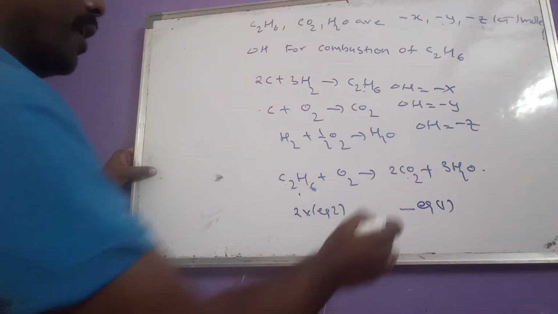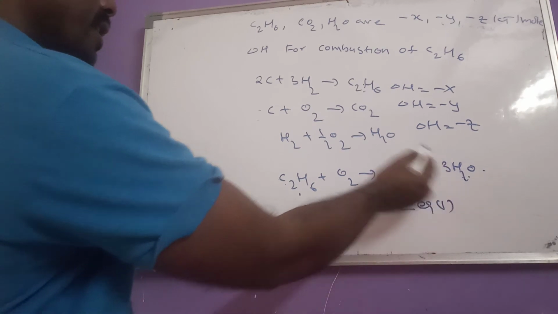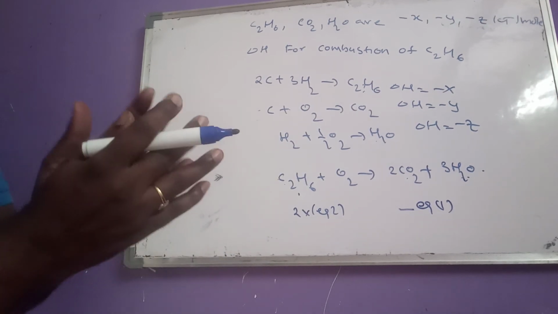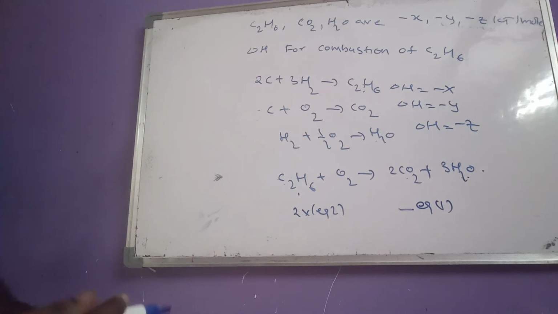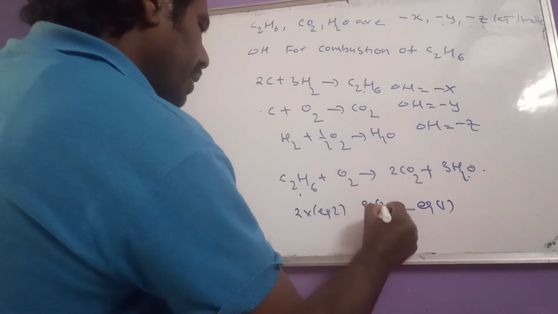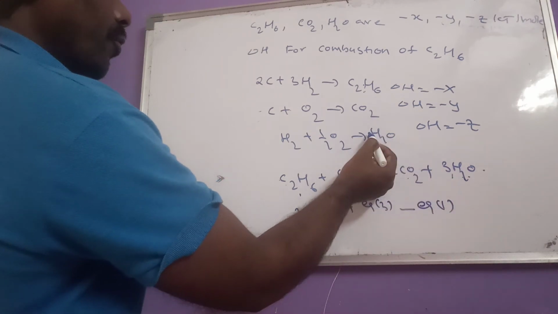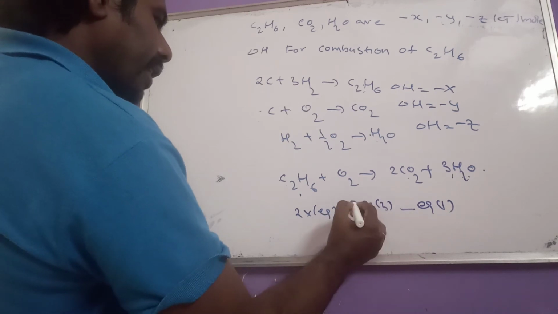Then come to water. Water is present on the right-hand side in the required equation and also in the given equation. If a component is present on the same side in both given and required equations, we add that equation, with no need to subtract. So equation 3 also has to be added, with a small change: we need 3 water molecules, but here only one is there. So multiply equation 3 by 3.